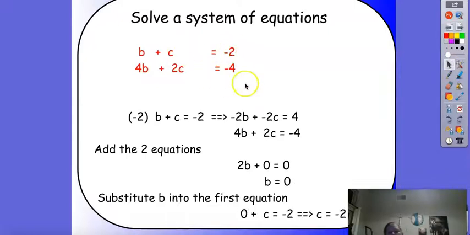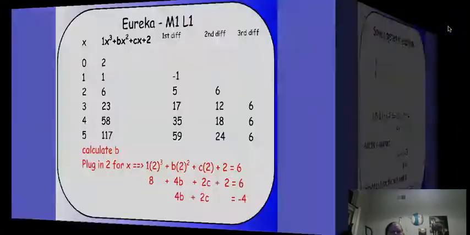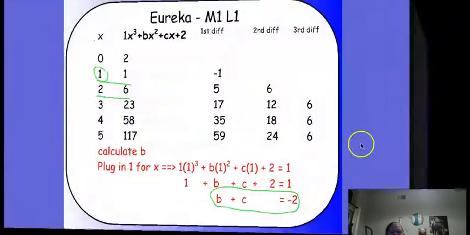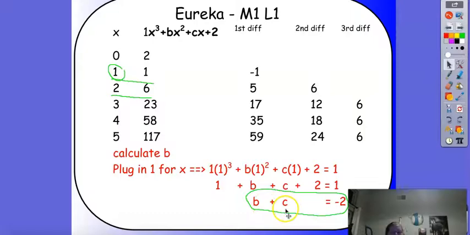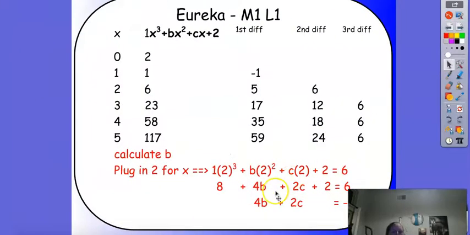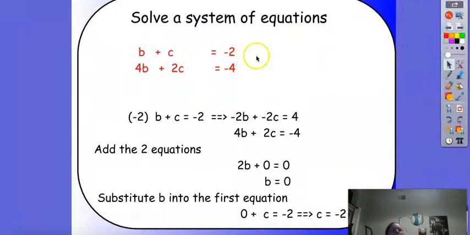Something was wrong. I know it's b plus c is equal to -2 because that's what we figured out when we substituted in a 1 for x. When we substituted 2 in for x, we got 4b plus 2c is equal to -4. So now these are the correct equations that I need to solve so I can tell you what b and c are.